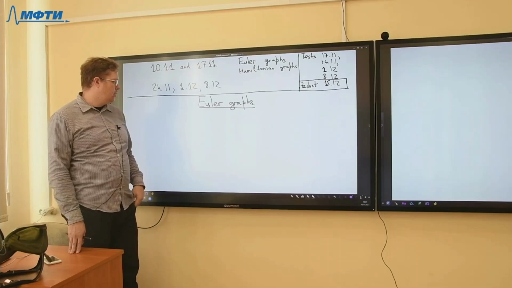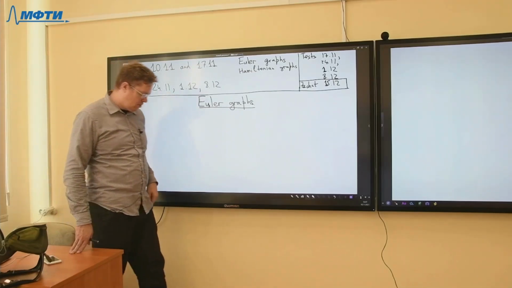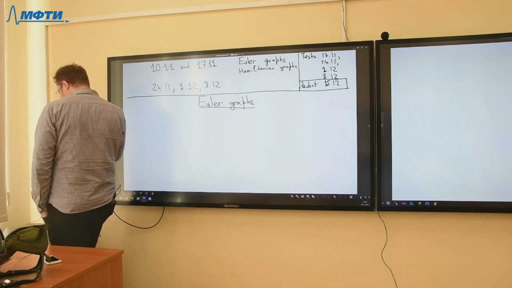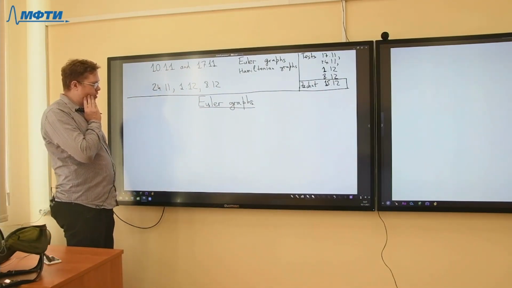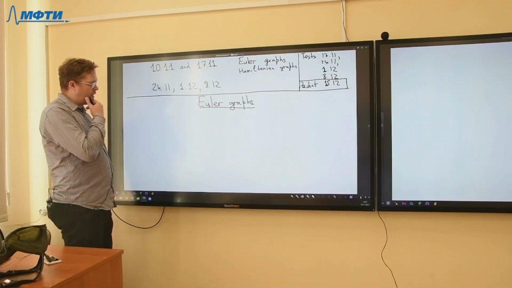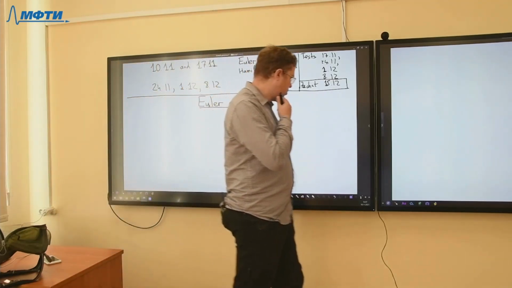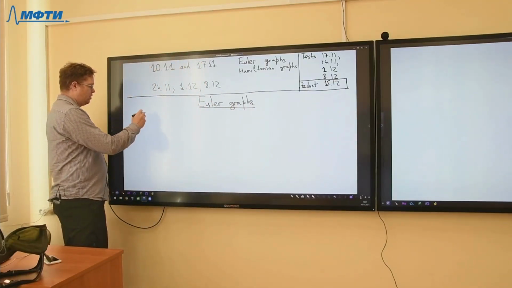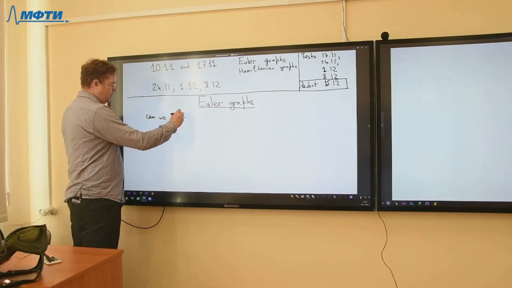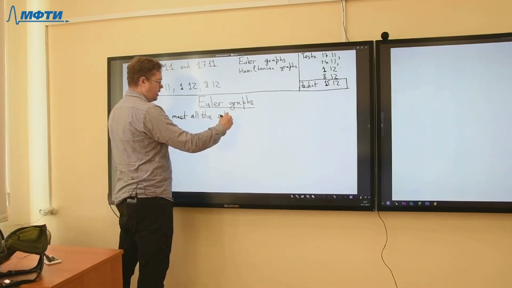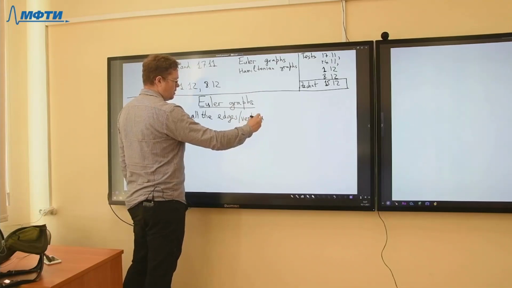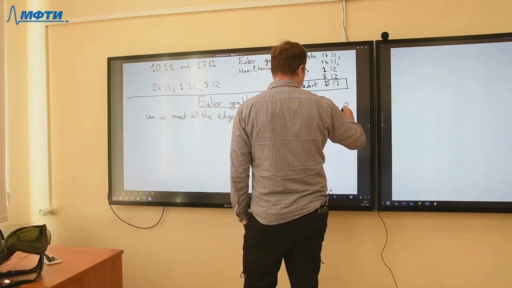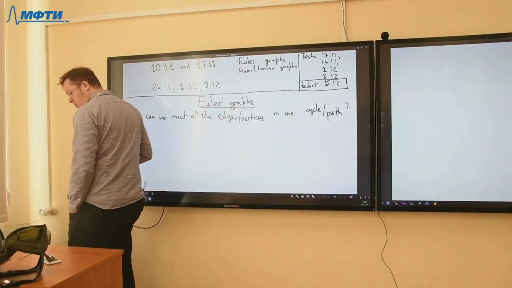So if I want to explain what the question was given to construct Euler graphs, these are the 2 questions that we can ask when we're talking about graphs: can we meet all the edges, or all the vertices, in one cycle or path?